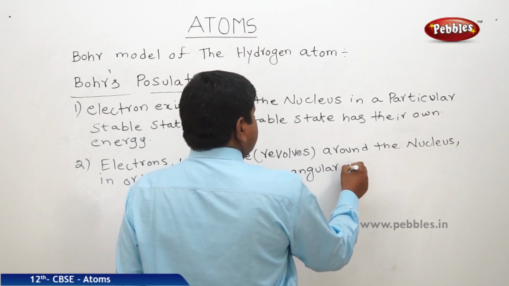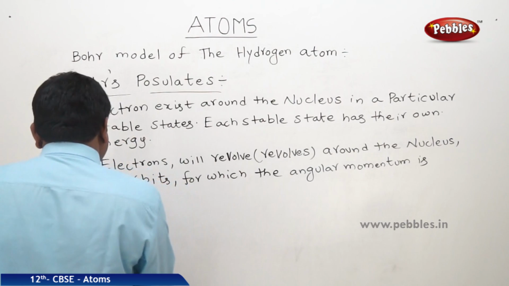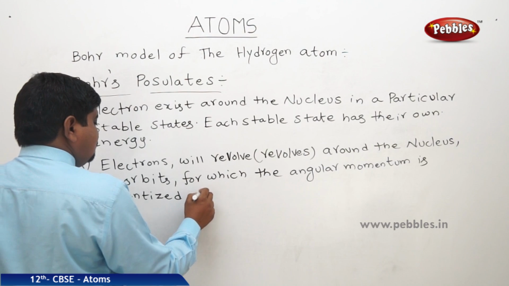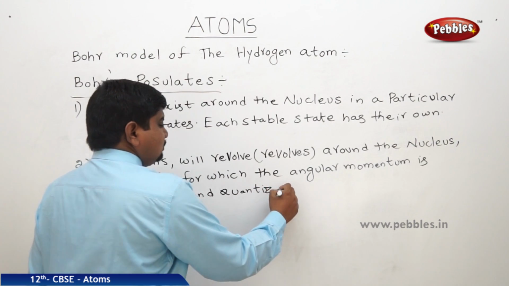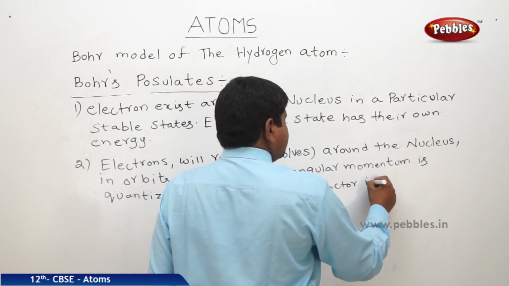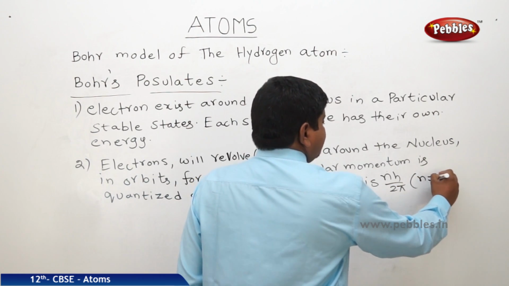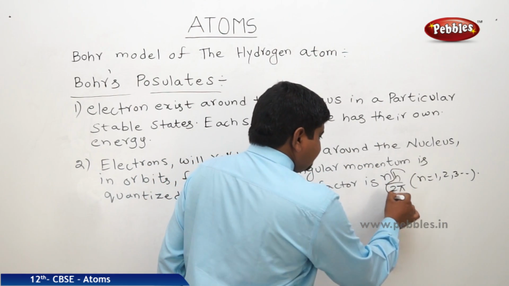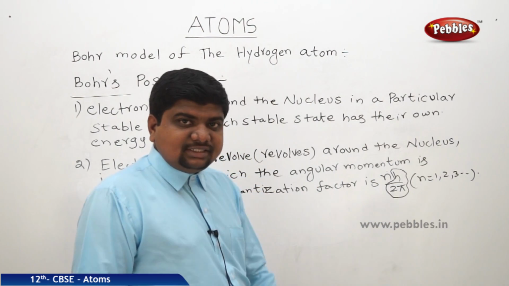Angular momentum is quantized and the quantization factor is nh by 2 pi, where n is equal to 1, 2, 3, and so on. This h by 2 pi is the quantization factor, where n refers to the state, the energy state: first energy state, second energy state, like that.